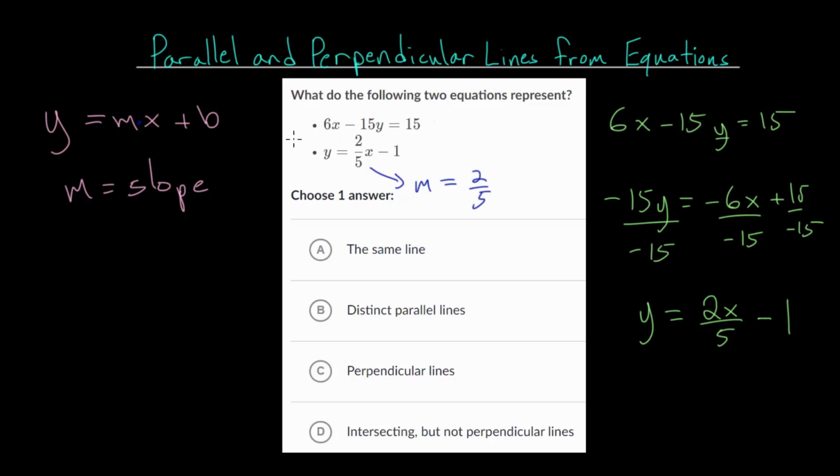We solved this top equation for y, and notice that not only does it have the same slope, it also has the same y-intercept, since b is just our y-intercept. When we simplify the top equation, it is the exact same equation as the one on the bottom. We found the slope of this line is also 2/5, so that means they're parallel, but because they have the same y-intercept, they are actually just the same line. So choice A is the one that makes the most sense here. And let's look at some other problems.